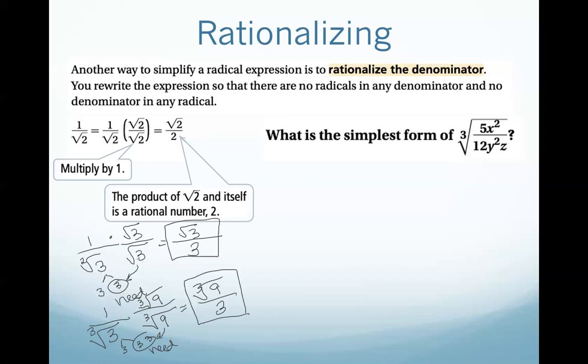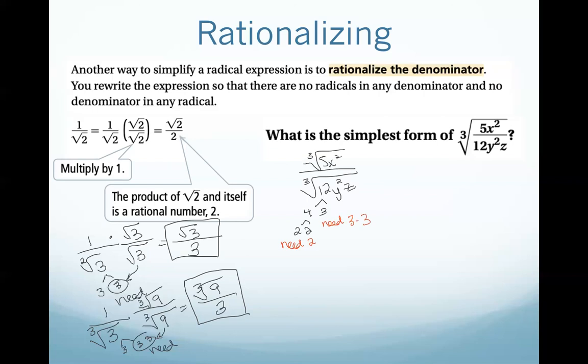Let's look at one that has variables now. So I want to find the simplest form of the cube root of 5x squared divided by 12y squared z. So what I'm going to do is use kind of the backwards property of what we just saw, and separate this into 2 different cube roots so that I can find out what I need in my denominator. So 12 is 4 times 3, which is 2 times 2 times 3. So what do I need? I need a 2. I need 2 3s.